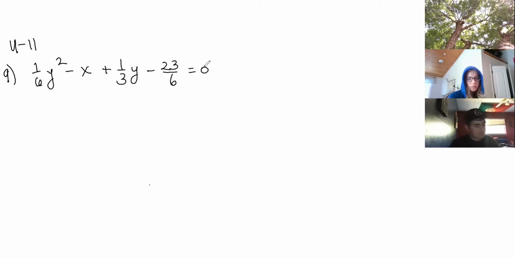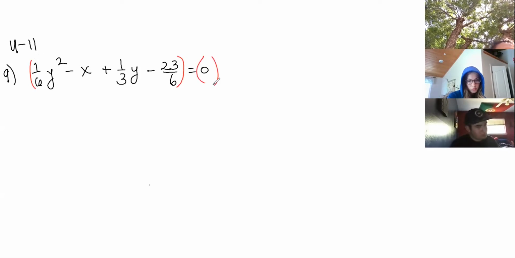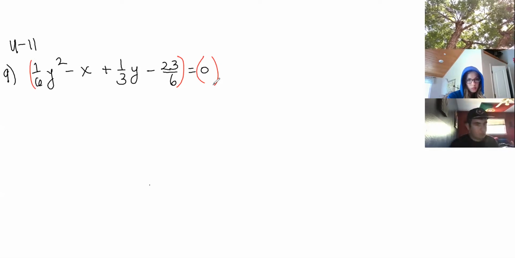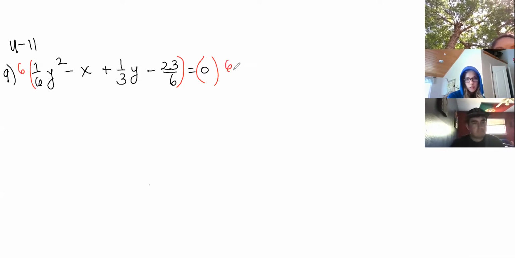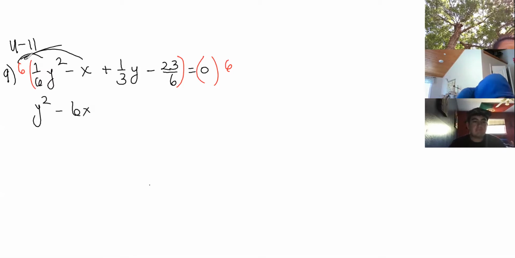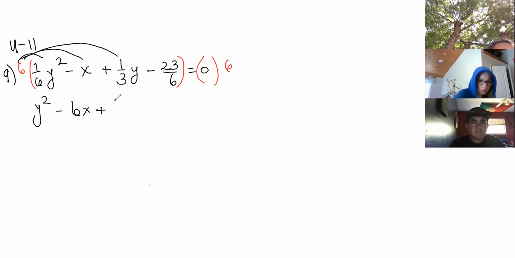So before I even worry about completing the square, what can I multiply everything by to clear the fractions? The common denominator, 6. Correct. Okay, so that gives me y squared minus 6x plus what? 1/3 times 6 is what? 2y minus 23 equals 0.